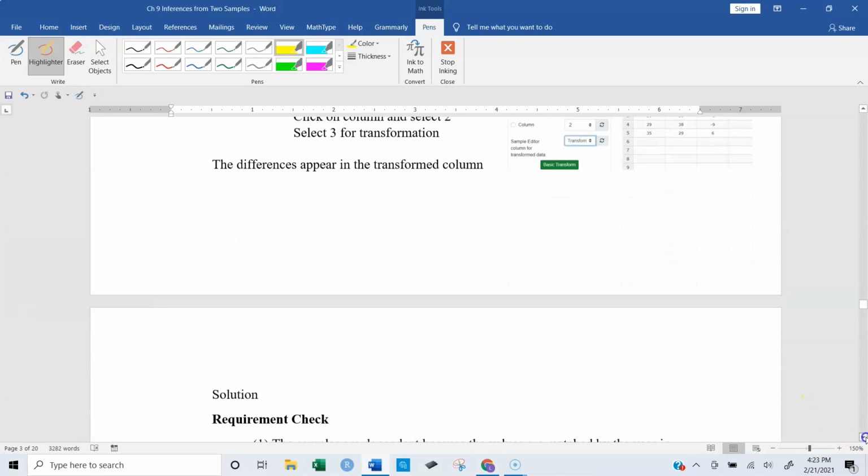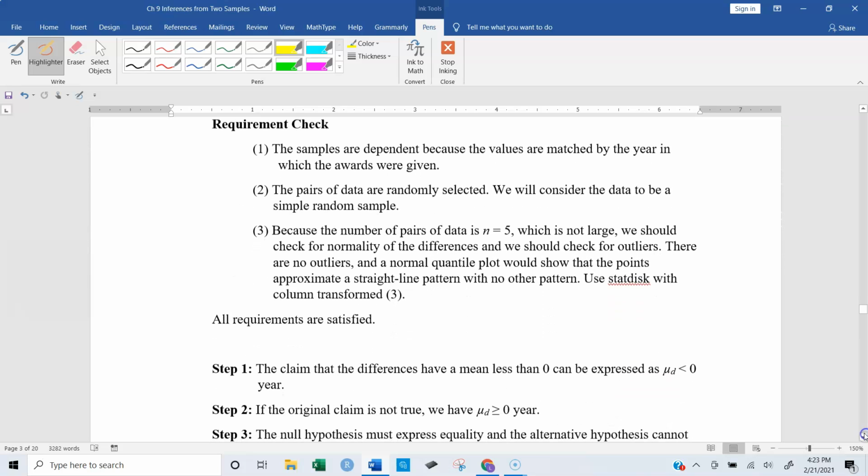We have to check our requirements. Are they dependent? The answer is yes, they were matched by years. So we've got that one checked. Are they randomly selected? We don't know which years they are, so we're going to assume they are randomly selected. The number of pairs is 5. Not very large, but at least it meets it.